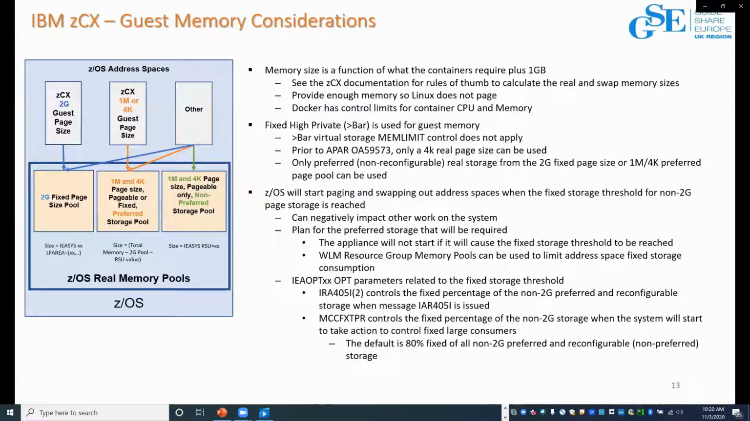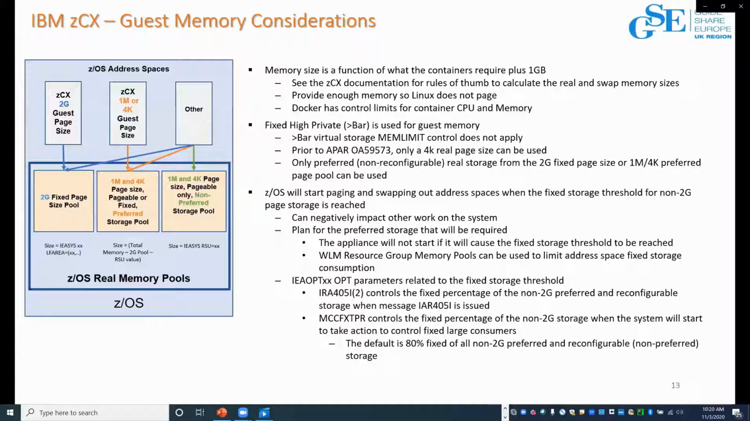Currently, zCX can only use 4K fixed pages to back the guest. We have an APAR coming out in September, OA59673, which allows you to use 1 meg fixed pages or 2 gig fixed pages. zCX can only use preferred non-configurable real storage from either the 2 gig fixed page size area or the 1 meg 4K preferred page size area. So it can't use the non-preferred storage area.